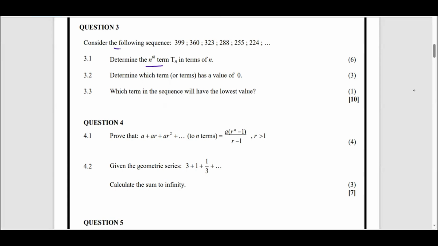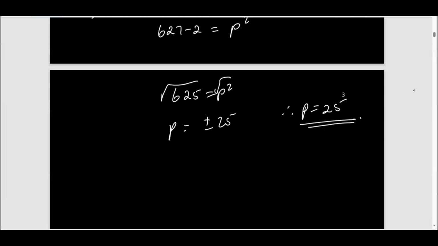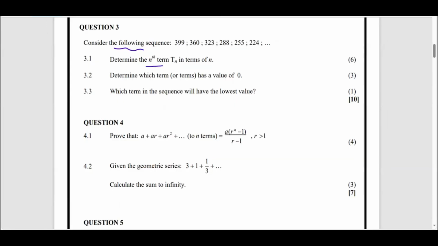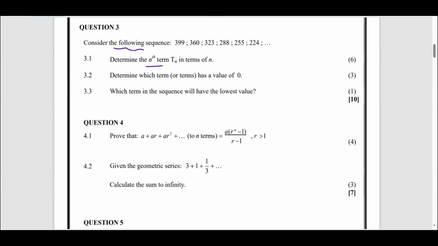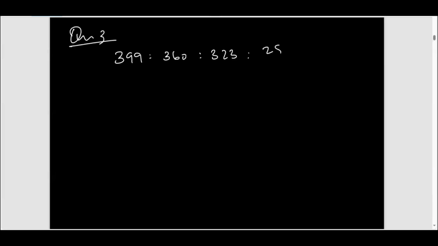For questions like this, where they don't tell us whether it's arithmetic, geometric, or quadratic, it's upon you to investigate. You can investigate by trying to get the common differences or the common ratios. So on this side, we have 399 and 360. This is question number 3. So 399, we have 360, then we have 323, and then we have 288. I'll stop there.